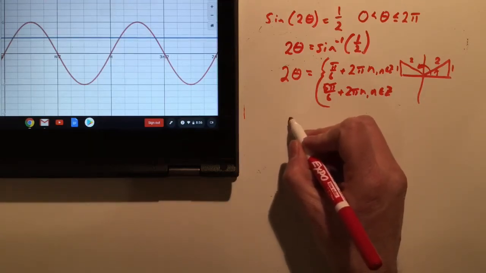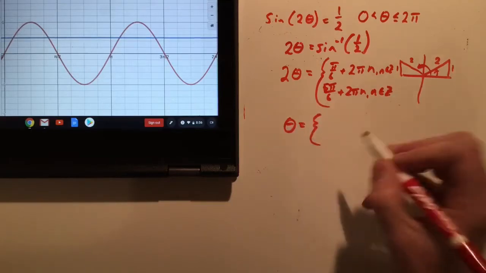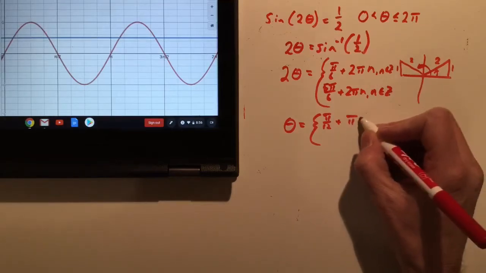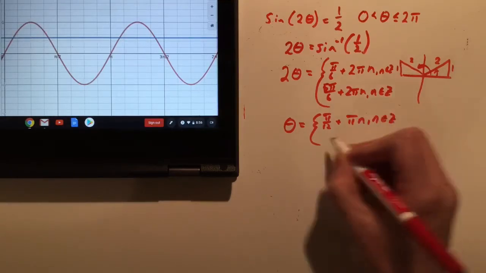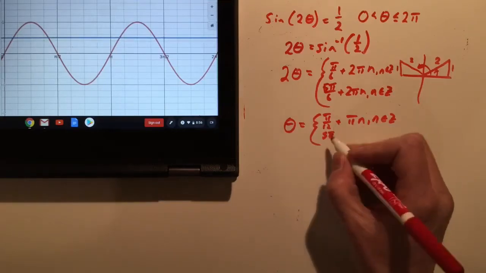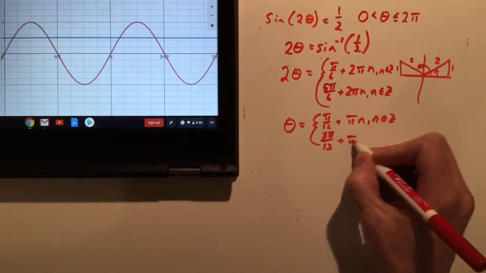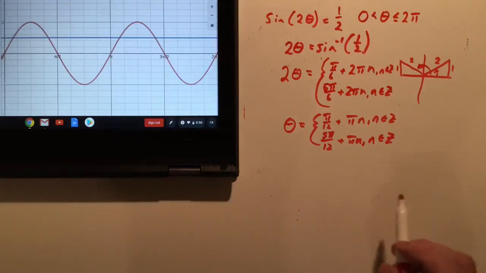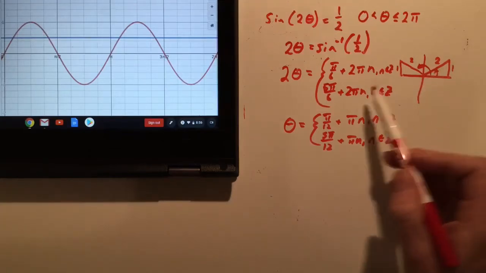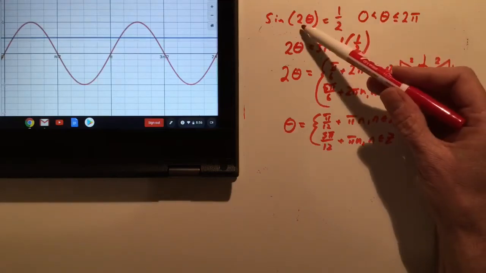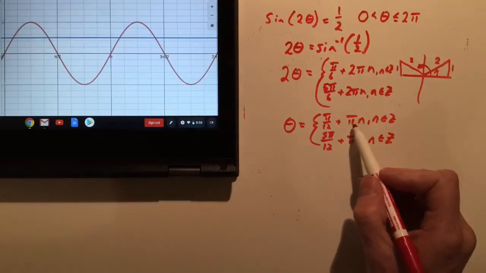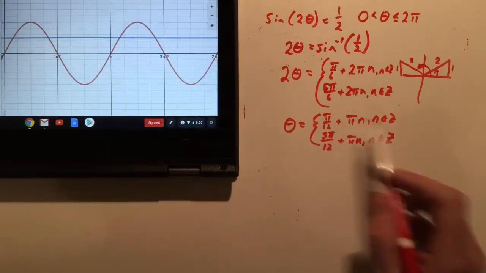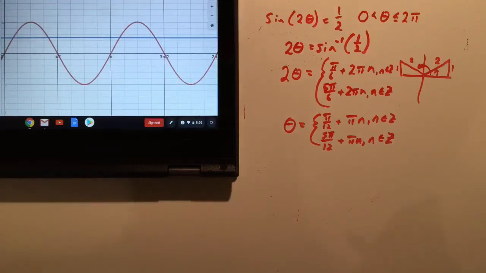So now I'm going to divide both sides by 2, and that is going to give me pi/12 plus pi n, where n is an integer, and 5 pi/12 plus pi n. Oh, okay, this is starting to make some sense now. I see. Normally, sine has a period of 2 pi, but it's been horizontally compressed by 2, so the period now becomes pi. That makes good sense. These are the infinite number of solutions to theta on an unrestricted domain.